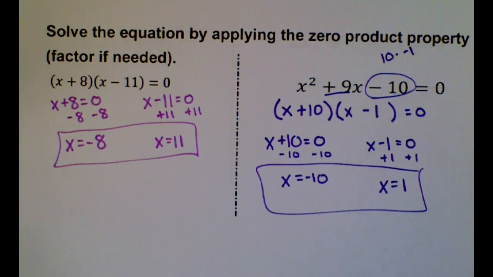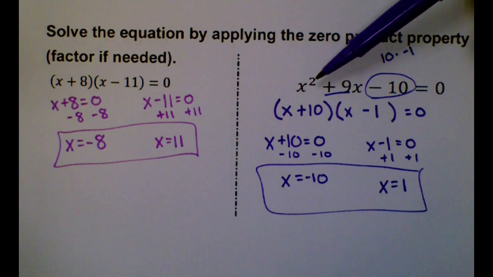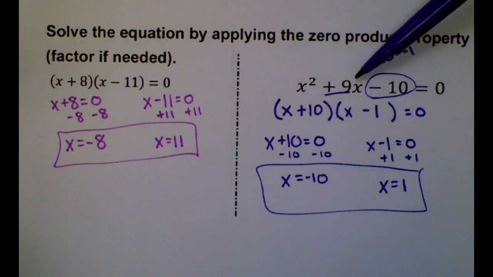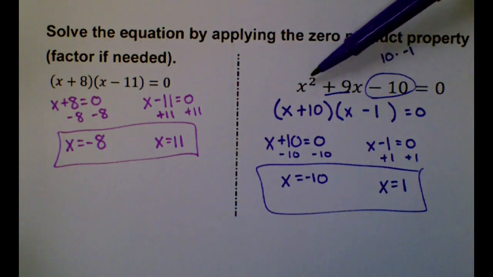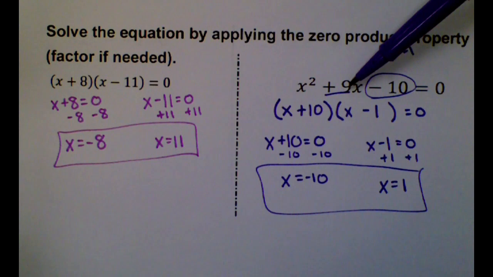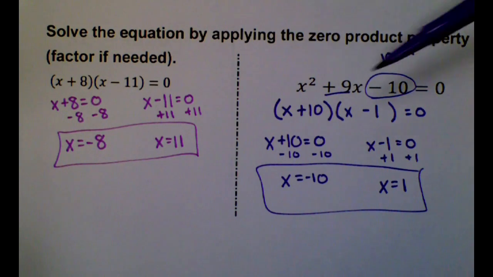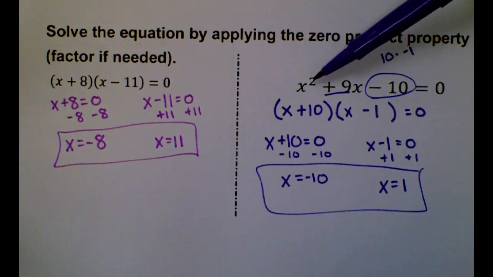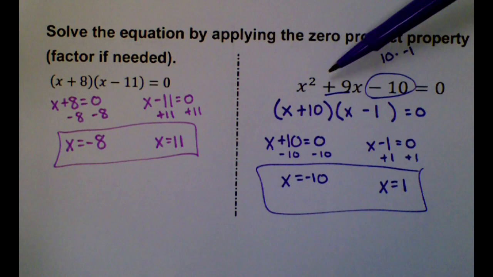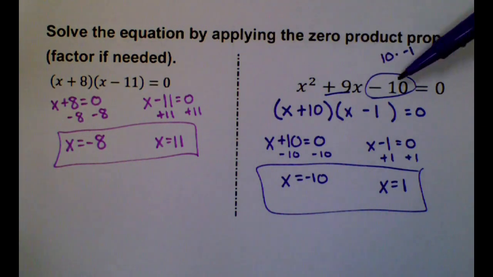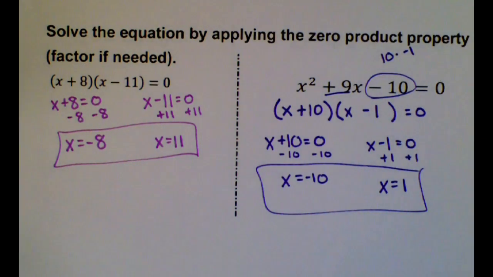Both of these numbers, when I plug them in up here, will give me 0. Negative 10 squared is 100, plus 9 times negative 10, which is negative 90. 100 minus 90 is 10. 10 minus 10 is 0. If I plug in 1, 1 squared is 1, plus 9 times 1, so 1 plus 9 is 10. 10 minus 10 is 0. They both work.